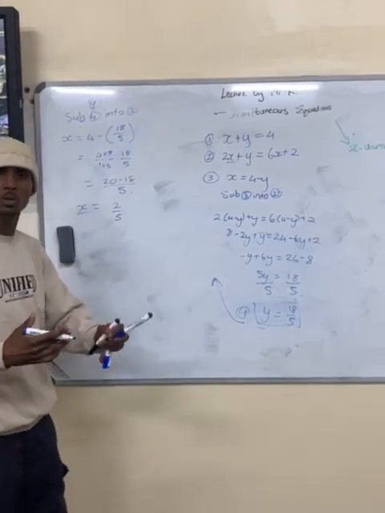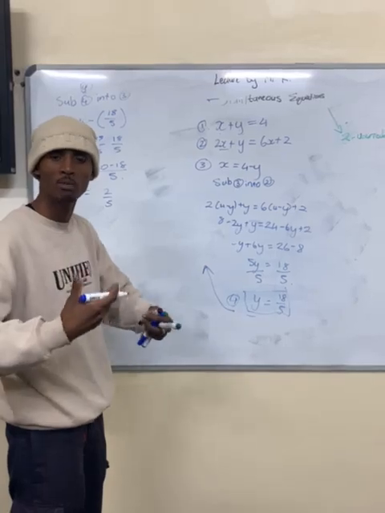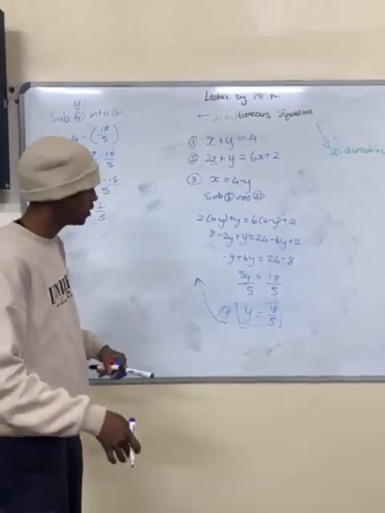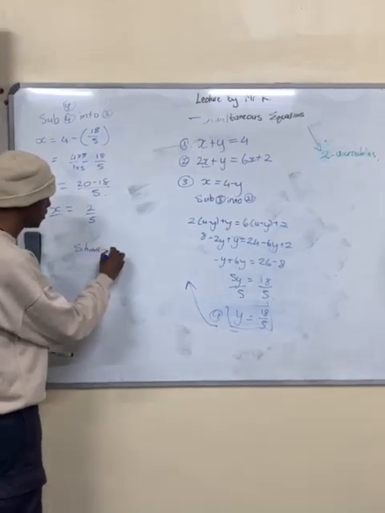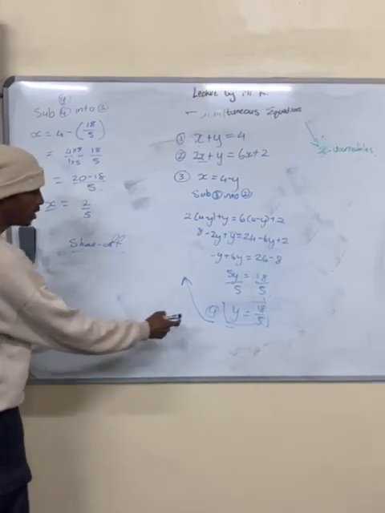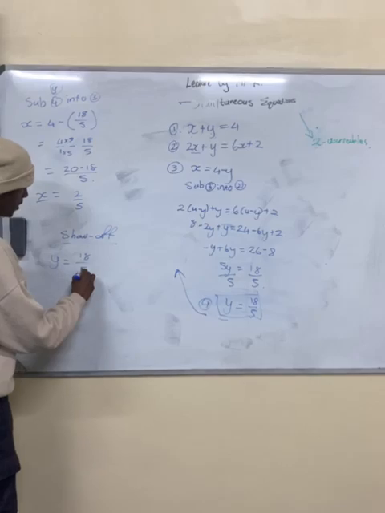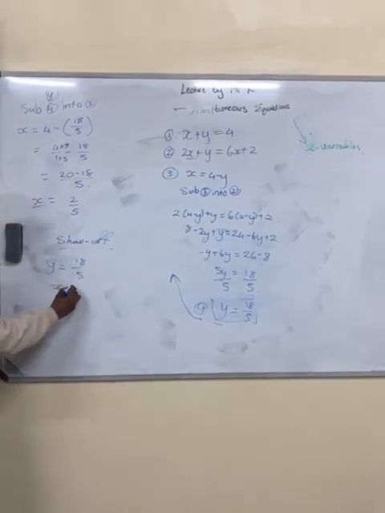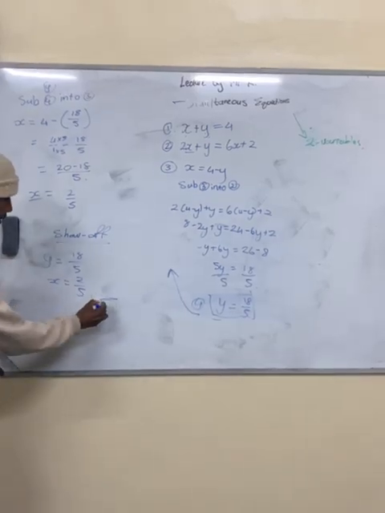Maybe if you want to play around, in an exam, when you're having a good time with the exam, you want to show off. So this is where you show off. Show off meaning present your answers in a way of confidence. You can just write here y equals 18 over 5. x, we just calculated, x equals 2 over 5. Then you conclude.